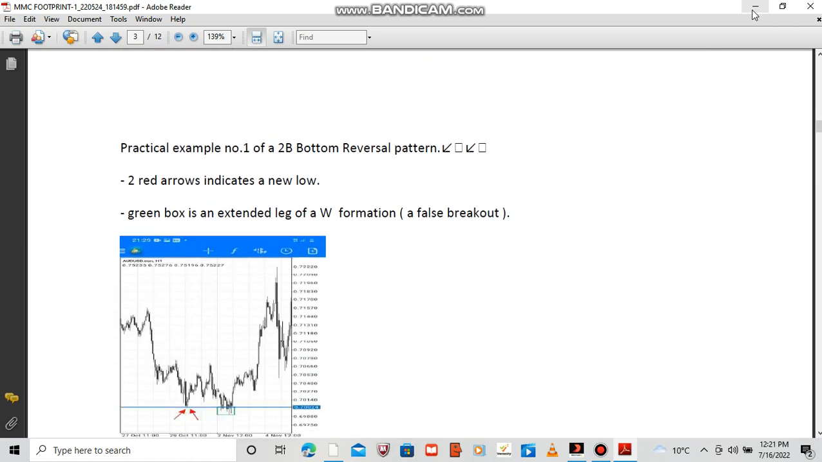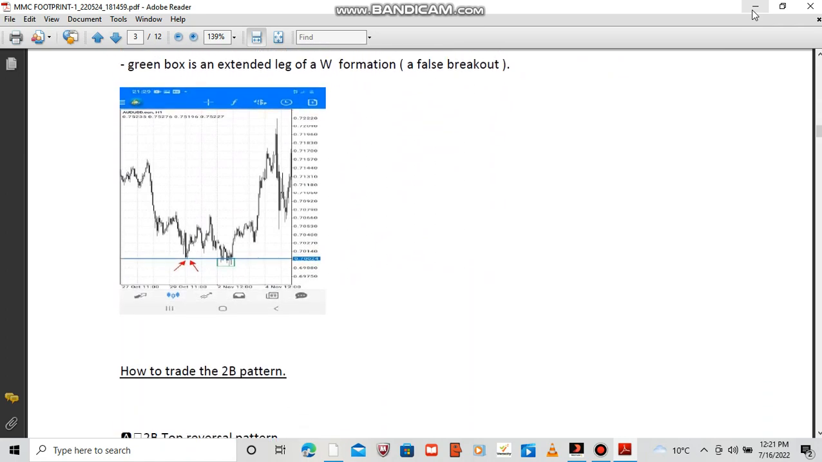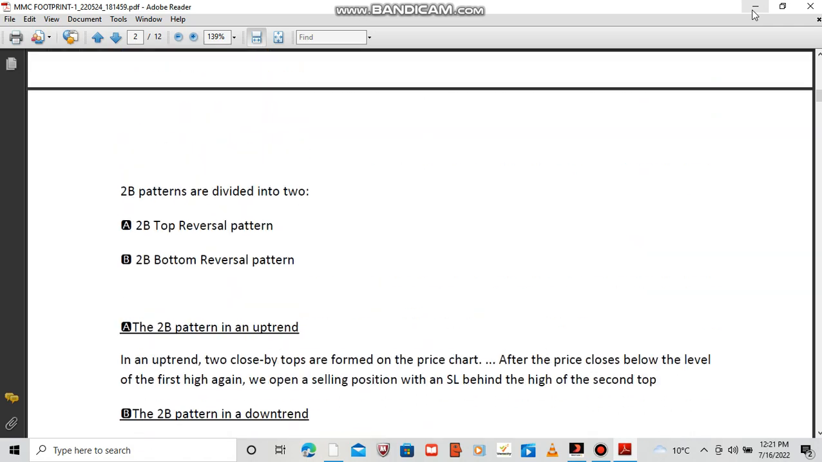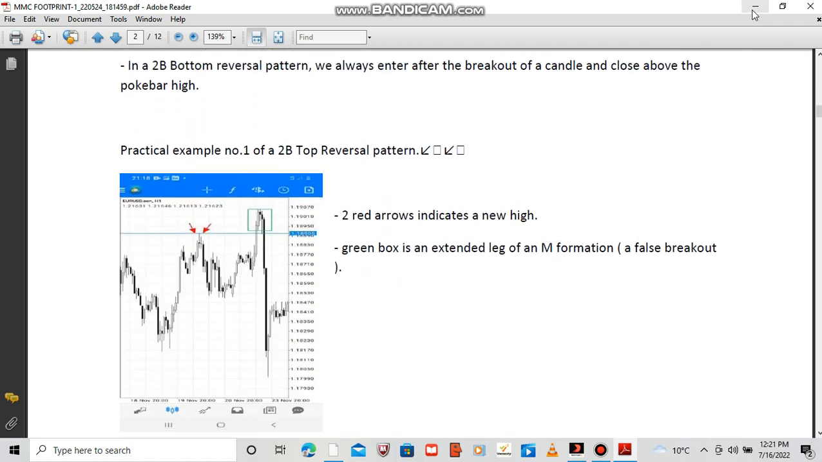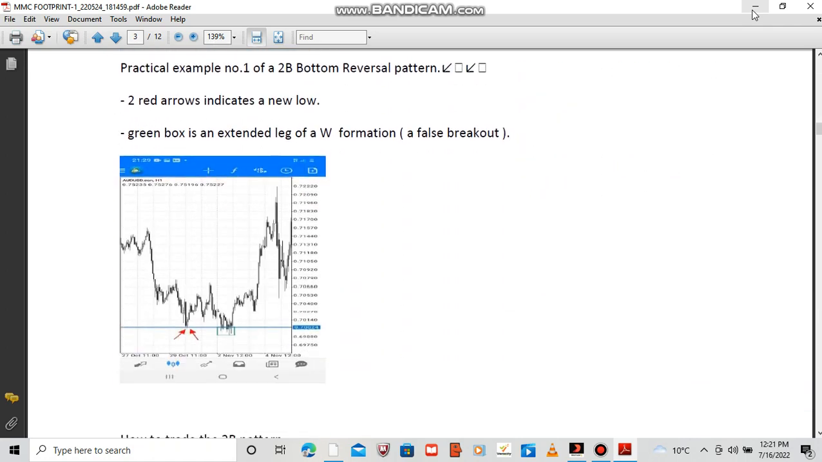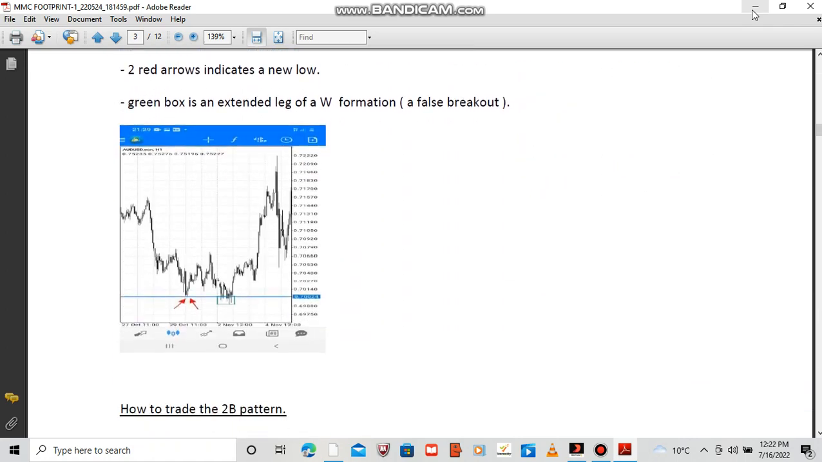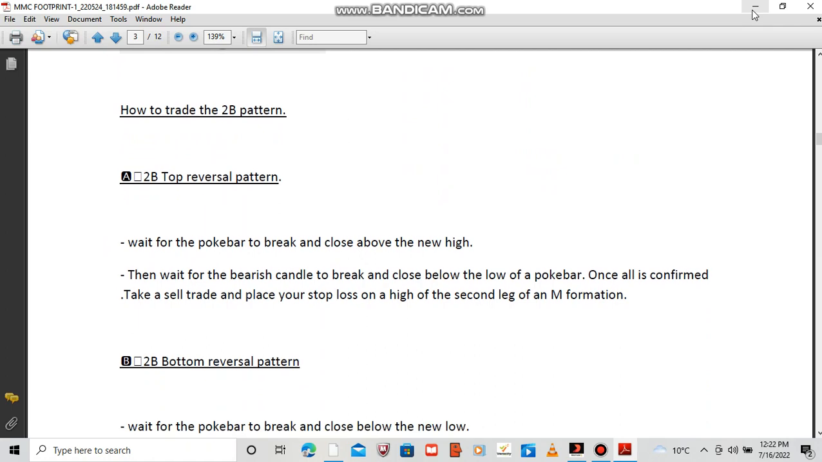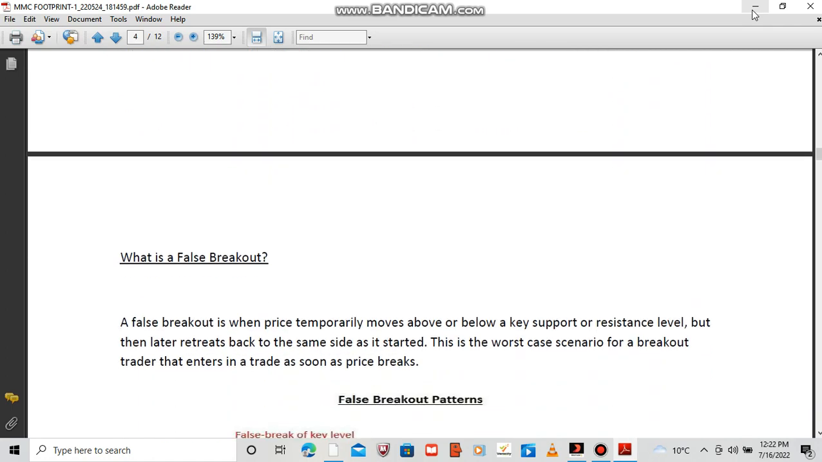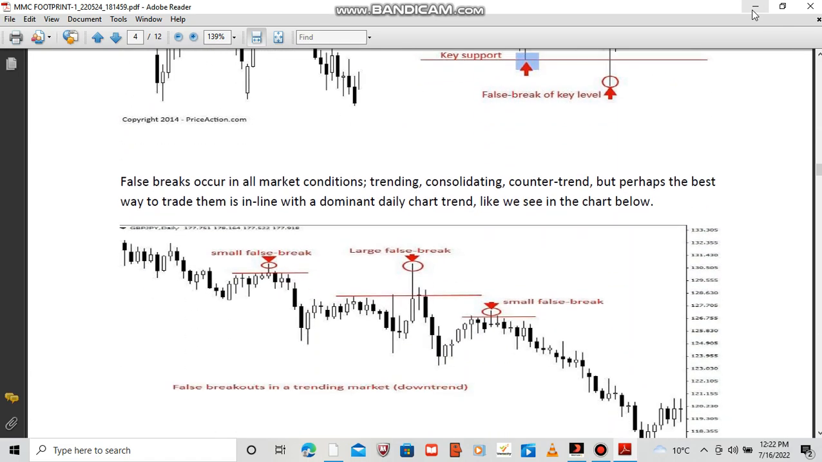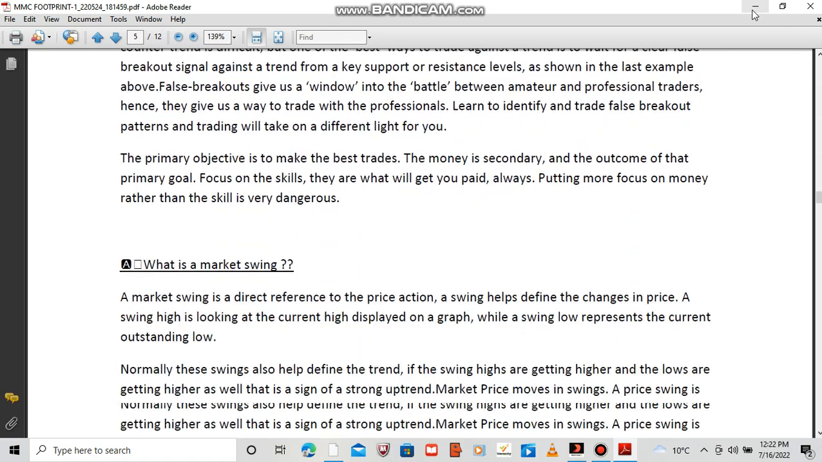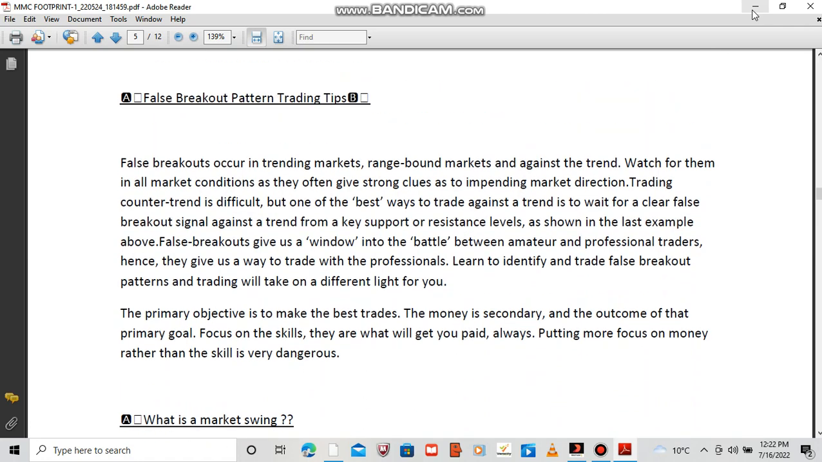The things that will be of most importance here is for you to understand this section of the book, the one that talks about the reversal patterns, the poker bar, and the two P patterns, actually double top and double bottom. The false breakouts are almost the same as the 2P market.